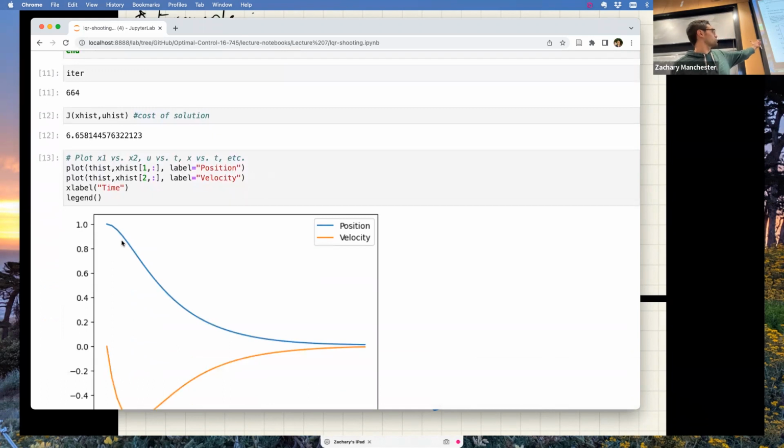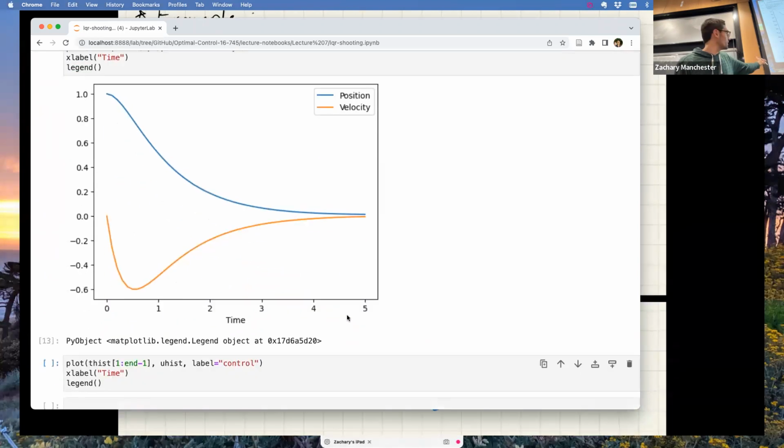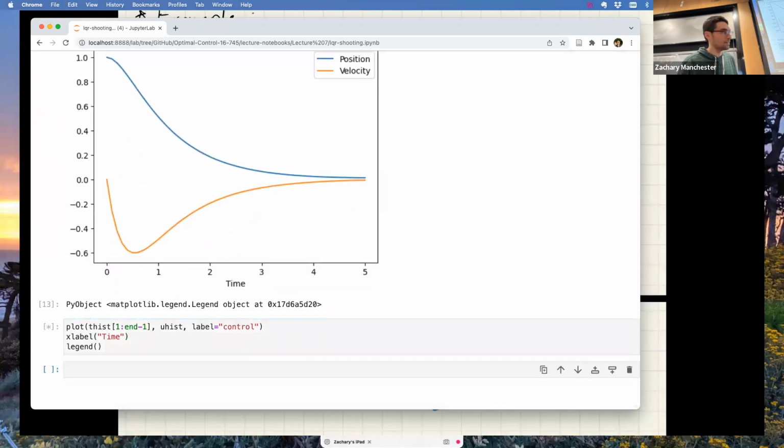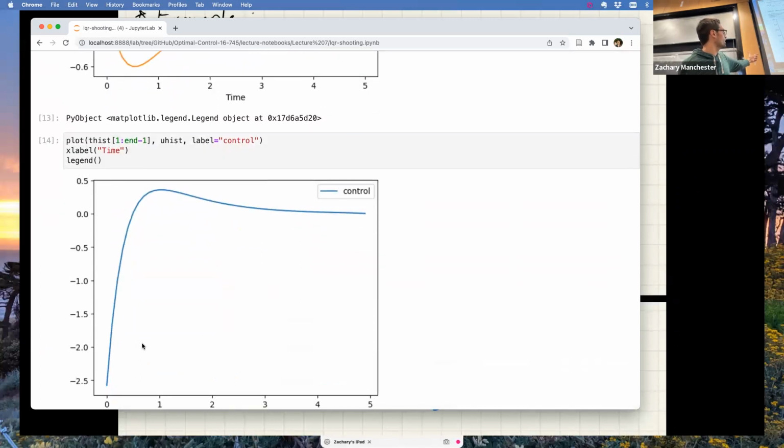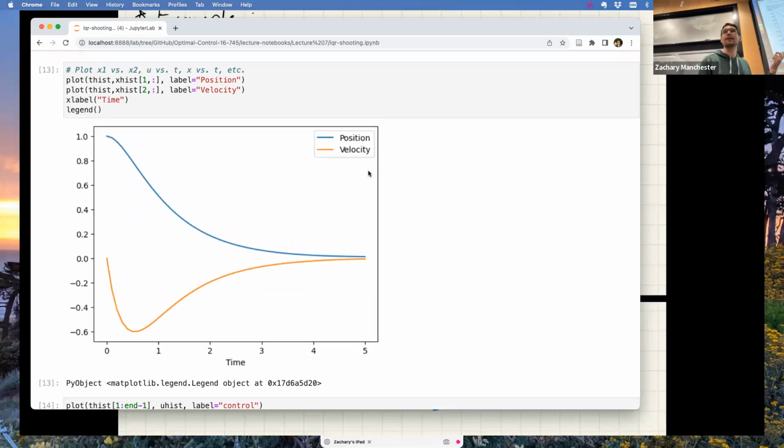So that seems reasonable. I start at x equals 1, 0 velocity, and it pushes me towards the origin. That seems cool. What do the controls look like? They're sort of big. I actually hit the gas pretty hard, and then I'm hitting the brakes to slide in at 0 velocity. That kind of all makes sense, not super surprising.